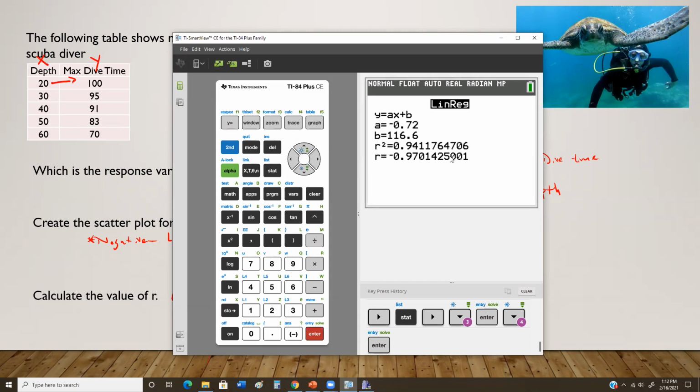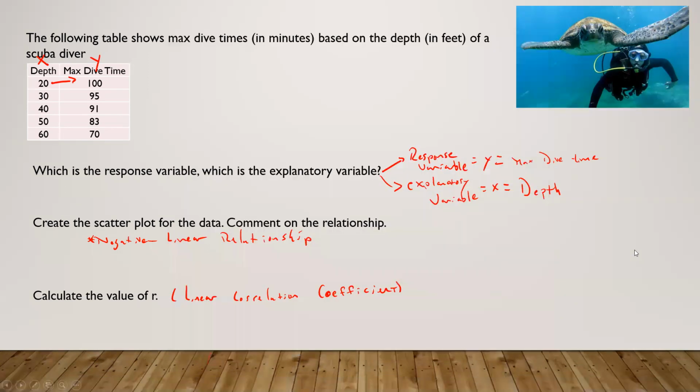All right, so here you see the value of R. So R is equal to negative 0.9701. Okay. And look at that. It's really close to negative one. So it's telling us that there is a negative linear relationship there. And phenomenal. That's what we thought we would get.